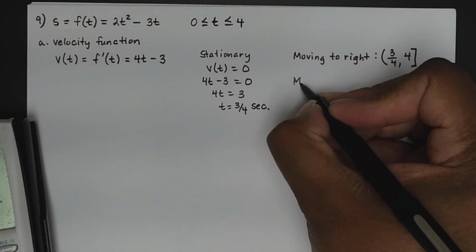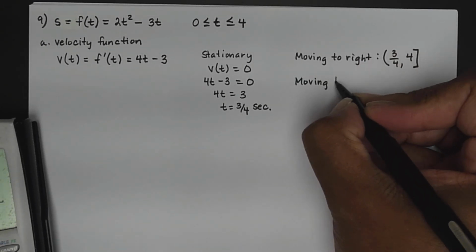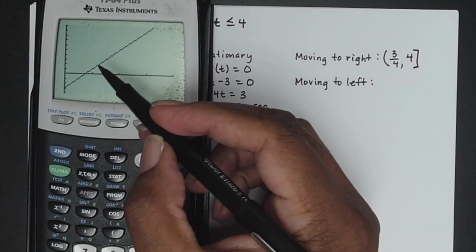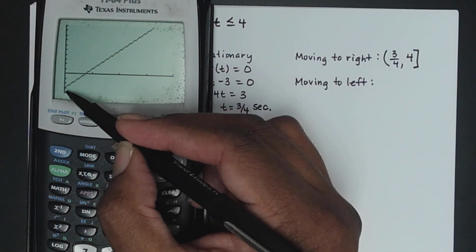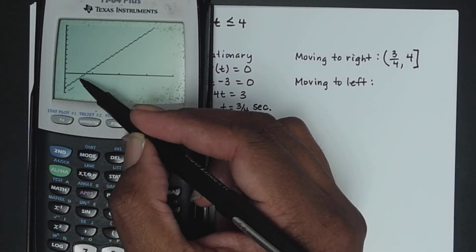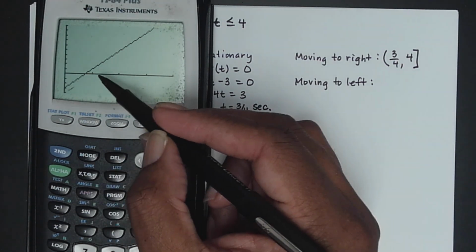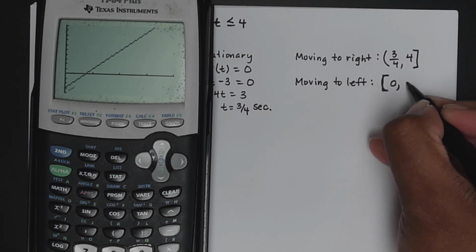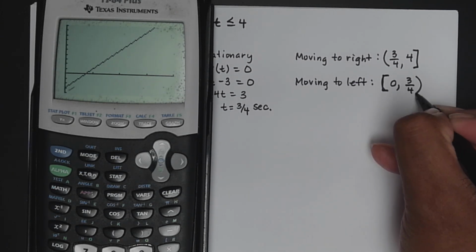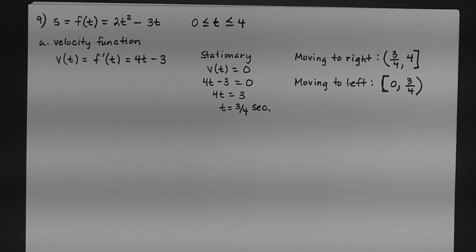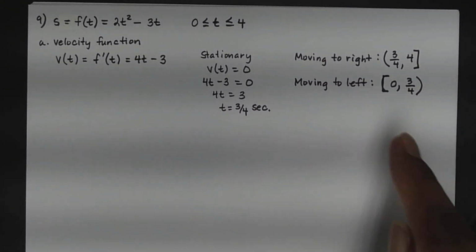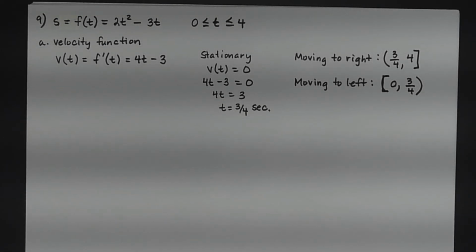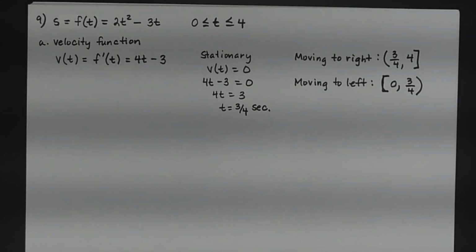And then the interval where the object is moving to the left. Well, looking at this line, 4t minus 3 is below the x-axis here, less than 3/4. You can see it's below that x-axis. So it's moving to the left from 0 to 3/4, and we don't include 3/4 again. And that's a bracket where that 0 is. So it's moving to the left from 0 to 3/4, moving to the right from 3/4 up to 4.